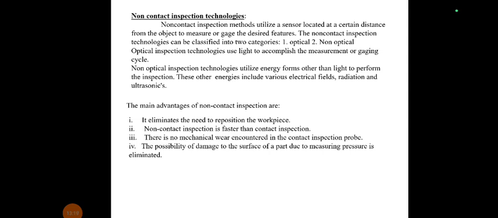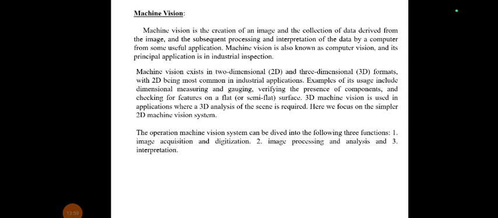Second, non-contact inspection is usually much faster than contact inspection. Third one, it eliminates mechanical wear encountered with the contacting inspection probe because it eliminates the probe. Fourth one, it reduces potential danger to people who must touch hazardous material if contact inspection is used. Next one, it removes the possibility of damage to the surface of a part which might result during contact inspection.